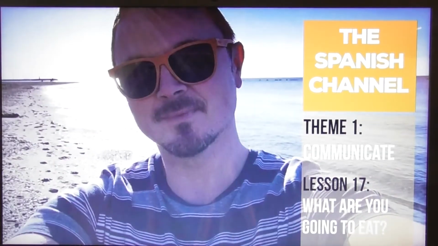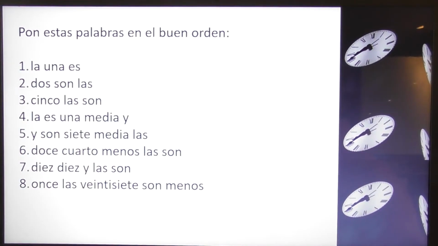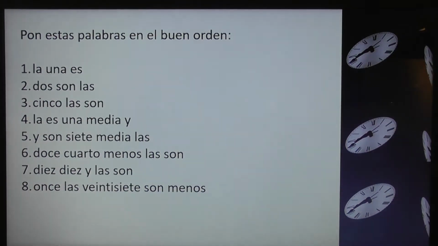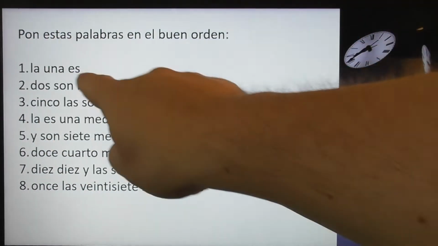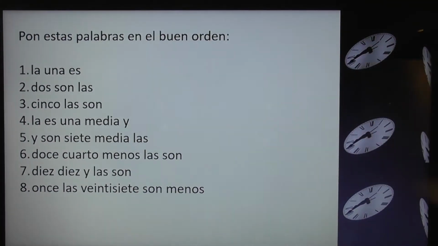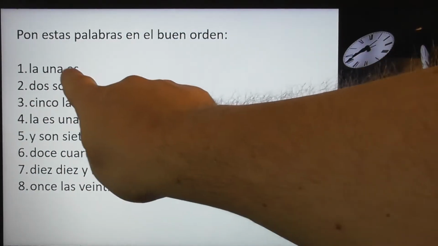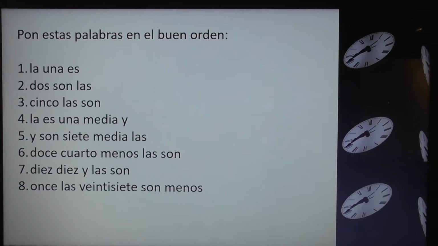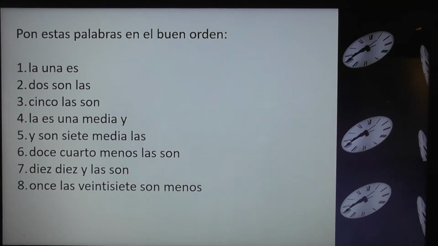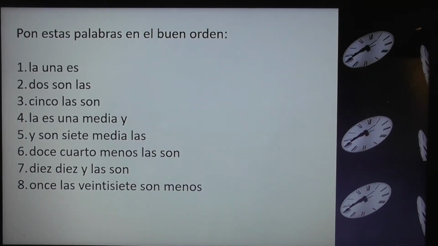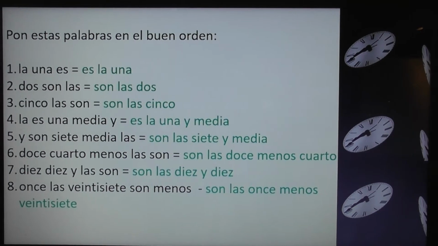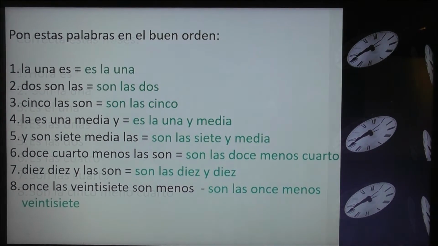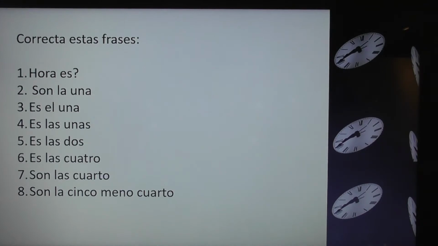Pero primero vamos a revisar cómo decir la hora. Entonces, pon estas palabras en el buen orden. Por ejemplo, número 1, la una es la una, it's 1 o'clock. Venga, 5 minutos. Y las respuestas en 1, 2 y 3. Vamos, ¿ok? Correcta. Y vamos a continuar.